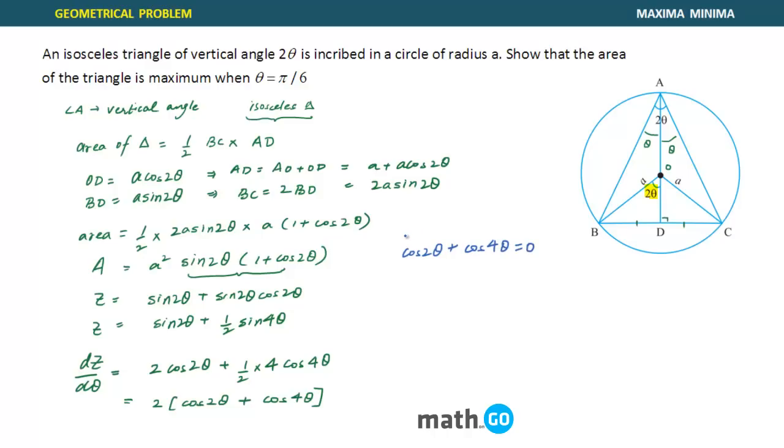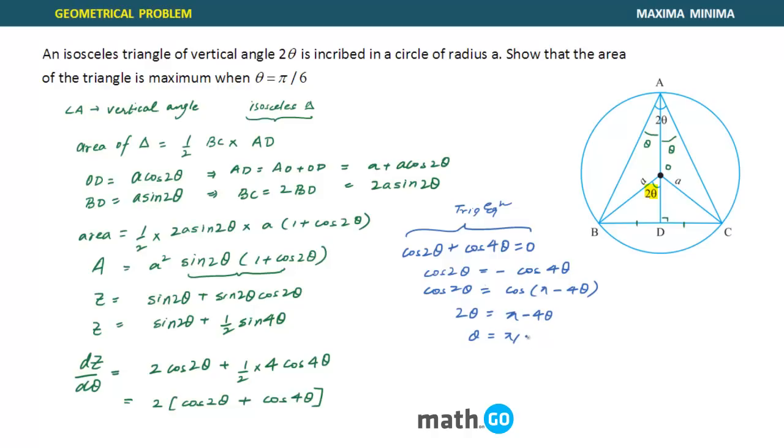Now this is again a completely trigonometry question, and in fact this is a trigonometric equation, if you remember. Now how we will solve this is cos 2 theta is equal to minus cos 4 theta. In which quadrant is cos negative? Yes, cos is negative in the second quadrant, so you can write this as cos of pi minus 4 theta, right? And now if you remove the cos from both sides, you will get theta is equal to pi by 6. So this is one extreme point.